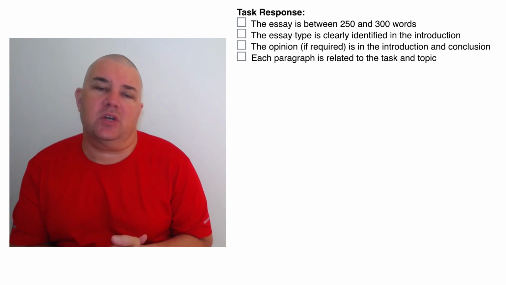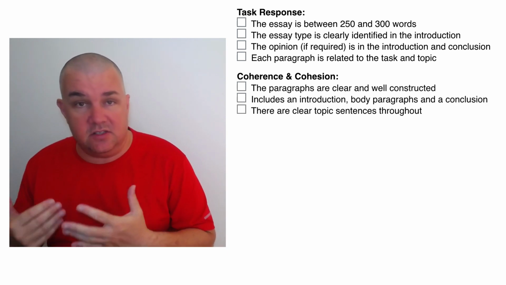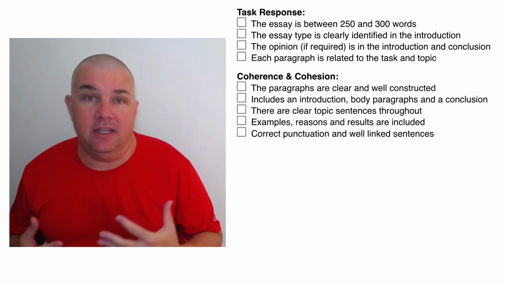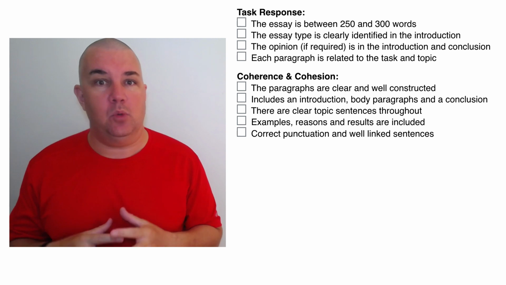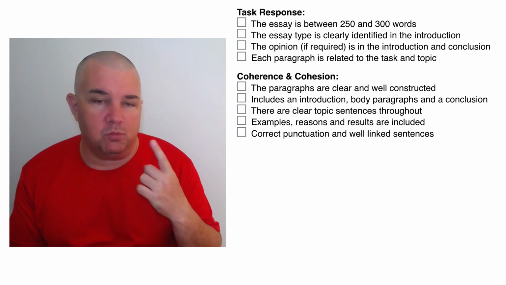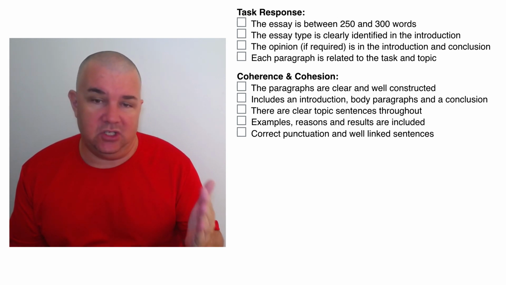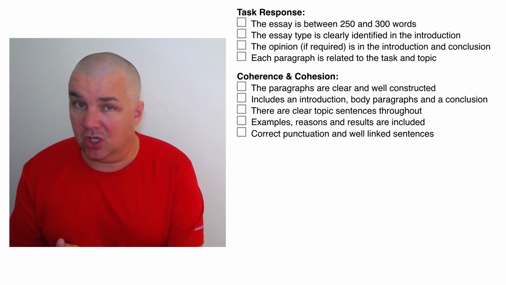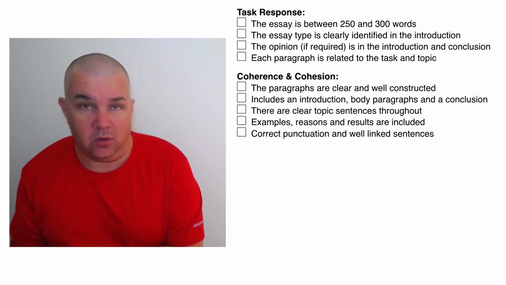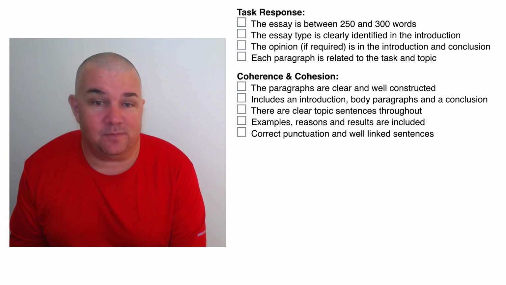The next marking criteria is coherence and cohesion. That means, is everything connected? Is it clear? And the examiner knows exactly what you mean when you write certain things. So, well-constructed paragraphs must include an introduction, body paragraphs, and a conclusion paragraph. If it doesn't include one of those, you're going to lose a lot of marks.